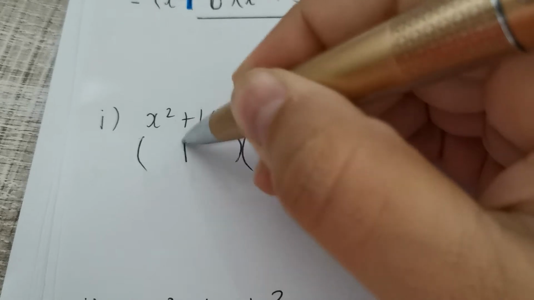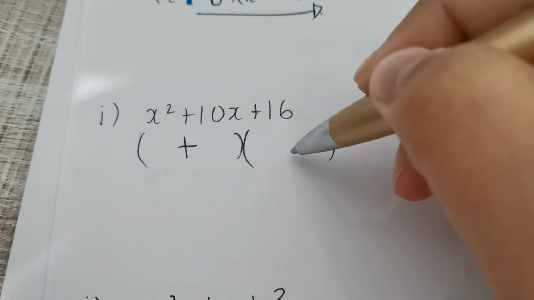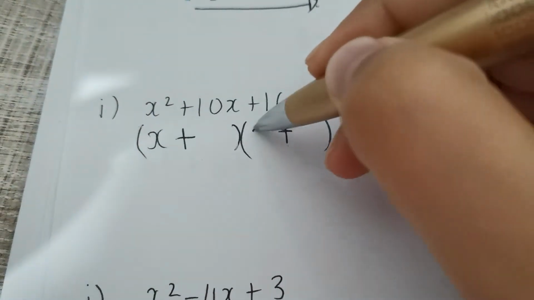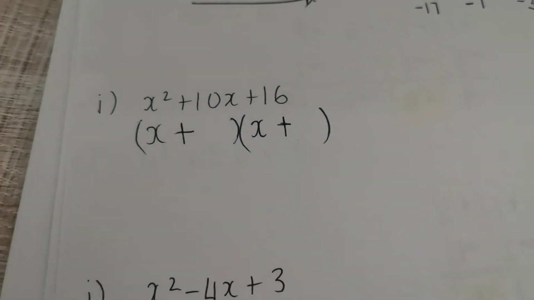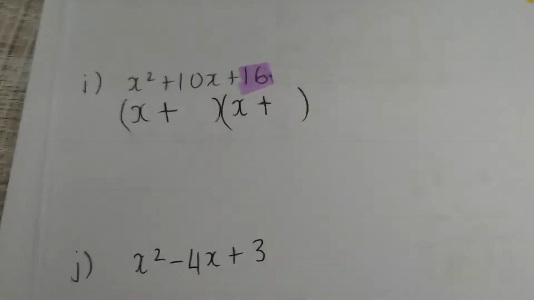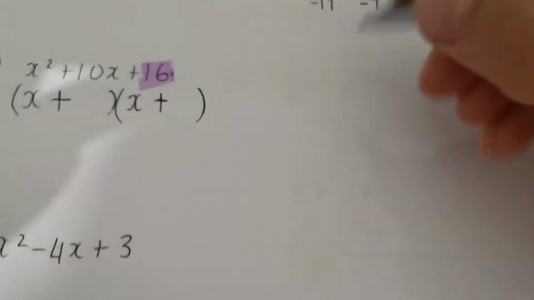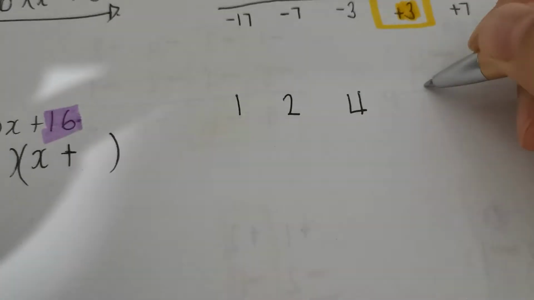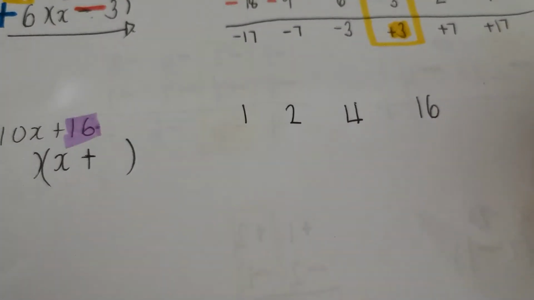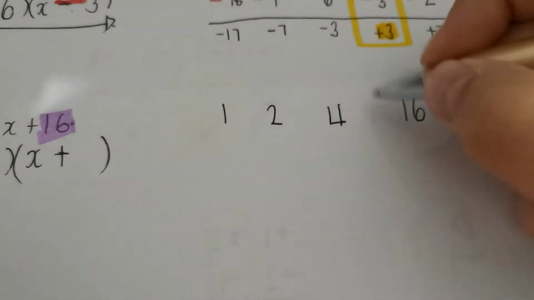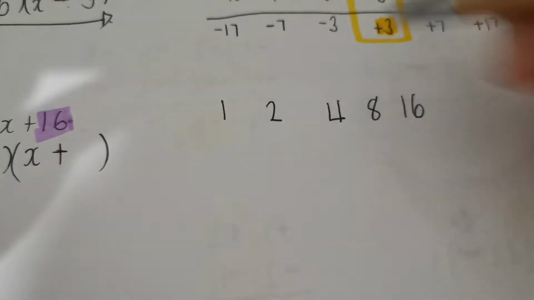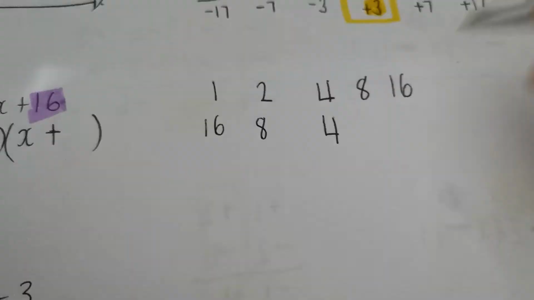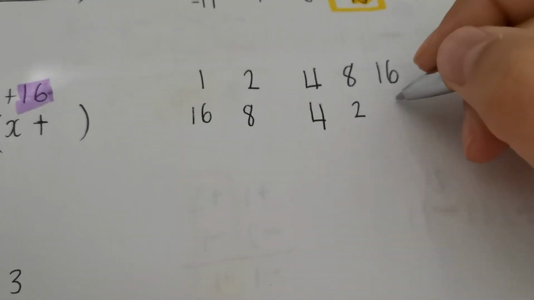Another example. 2 brackets. Bring down the sign. Positive times what gives me positive? Answer is positive. X over there, X over there. All right. 16. What numbers go into 16? 1, 2, 4, and 16. Reverse. Oh, wait, I missed a number. See? 8. 16, 8, 4, 2, 1.